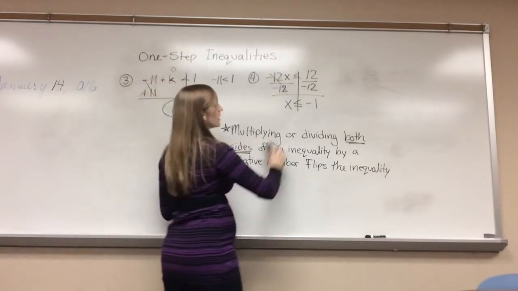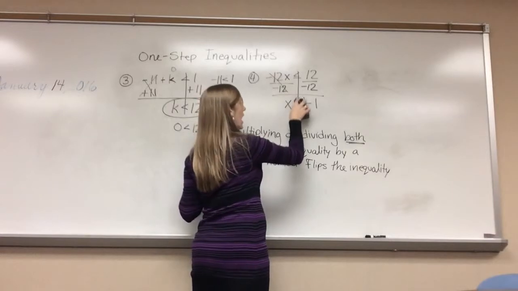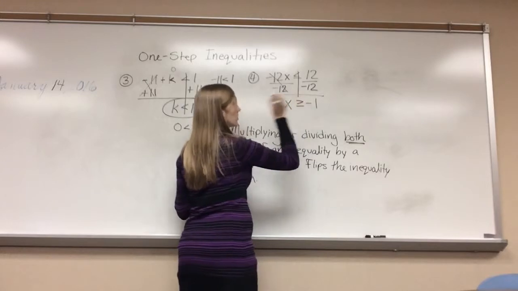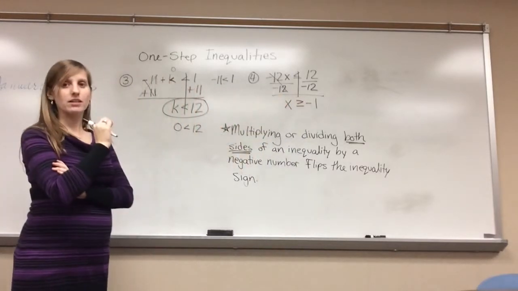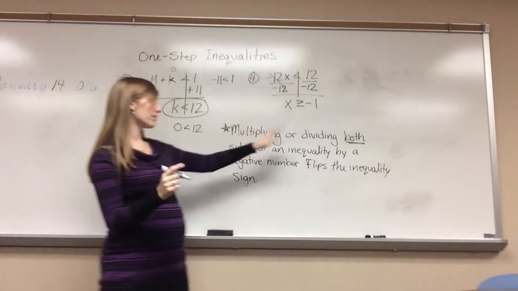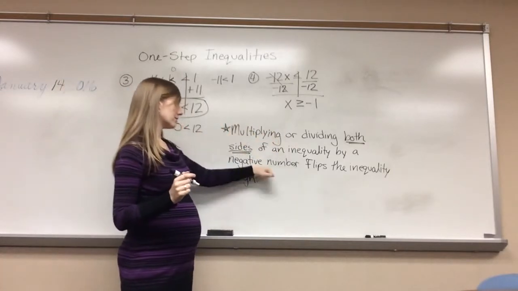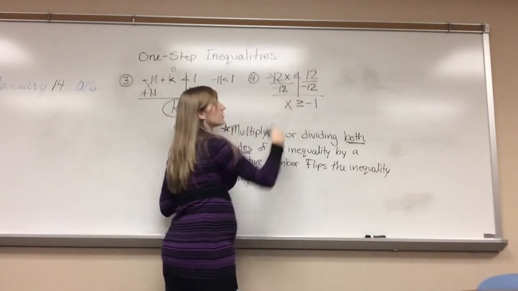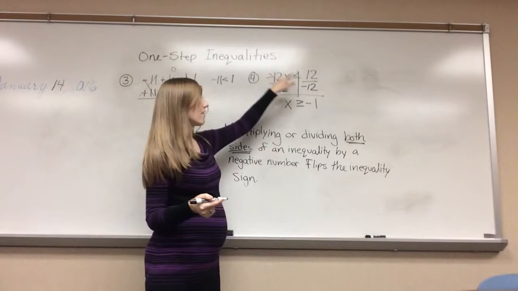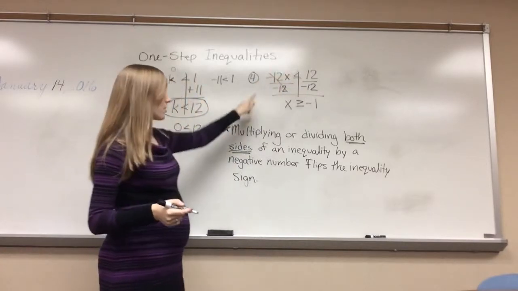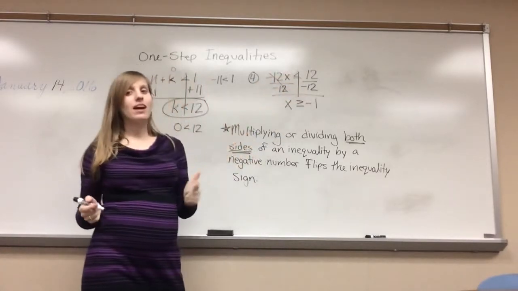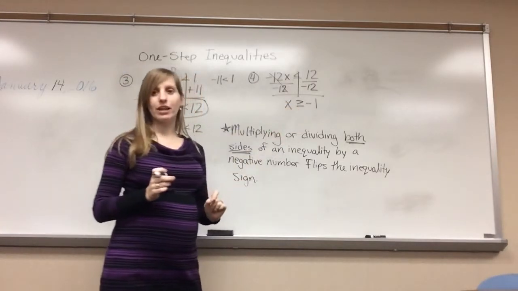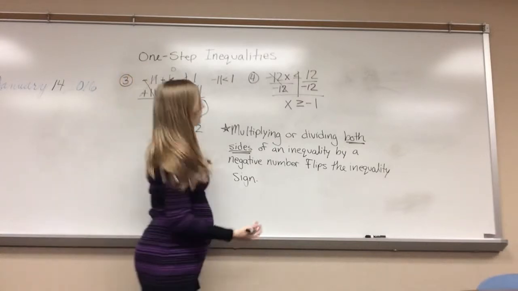So that means instead of less than or equal to, I need to change my inequality to greater than or equal to. This is the only time you do that, is when you multiply or divide both sides by a negative. See how both of them had negative 12? This one had a positive 12 as well, but they both have the negative 12. As long as both of them have that negative 12 for multiplying or dividing, you flip the inequality sign. So it changes from a less than to a greater than.